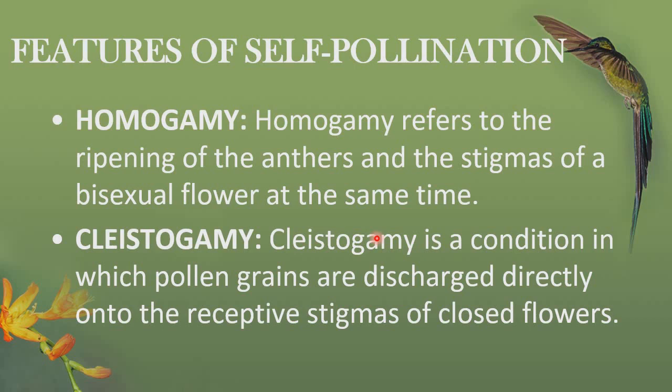In cleistogamous flowers, the anthers dehisce inside closed flowers. Growth of the style brings the pollen grains in contact with the stigma. So pollination and seed set are assured through this process. Pollinating agents are not required. There is no need of pollinators here, because these pollen grains are discharged directly onto the receptive stigma of closed flowers. So there is no need of a pollinating agent, because this structure enables pollination to occur automatically.